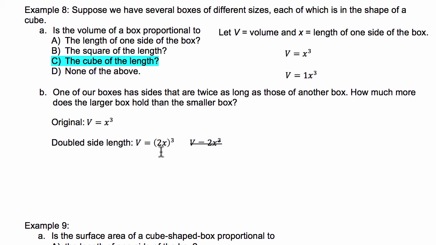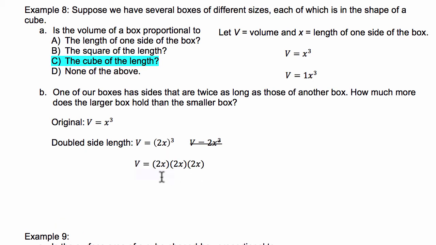We want to multiply x, the length of one side of the box, by 2. Now, when we cube 2x, we get 2x times 2x times 2x. We can also write this as 2 times 2 times 2 times x times x times x, or 2 cubed times x cubed. Since 2 cubed is 2 times 2 times 2, or 8, the volume of the box that is twice as long as the other box can be described as 8x cubed.